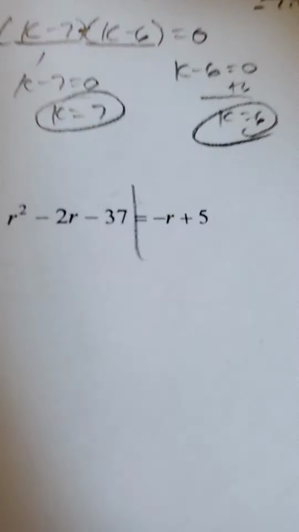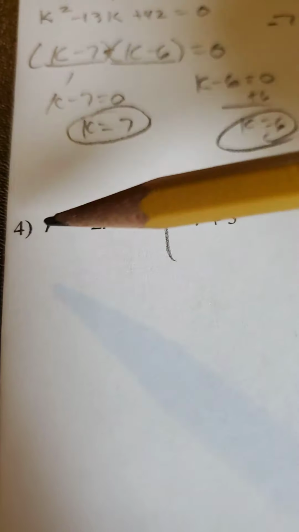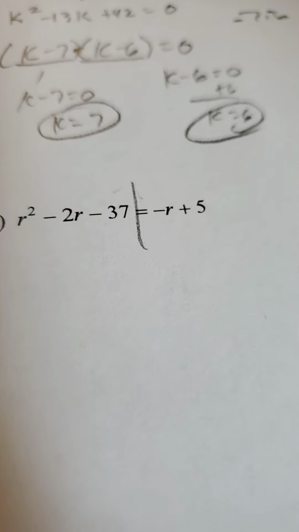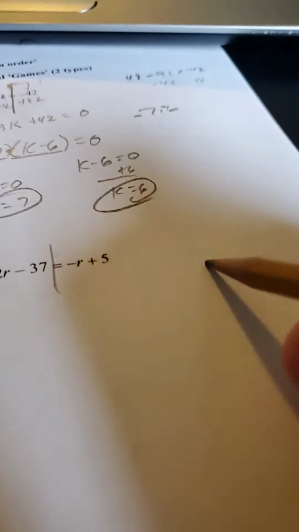And then the last example is a little bit bigger. Okay, let's analyze this problem first. There's the equal sign. Okay, I have an r squared and an r, so I can't get everything to one term. So I want to make sure I get everything to one side, 0 to the other.